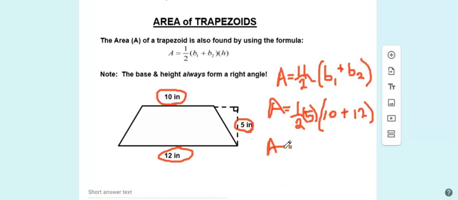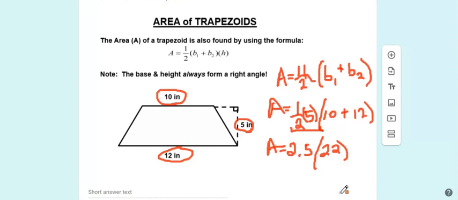So I would get area equals, what is 1/2 of 5? Well, 1/2 of 5, that's like 1/2 times 5. Or you could take 5 and divide by 2, right? Because if you take 5 and divide by 2, that would give you 1/2 of 5. And 1/2 of 5 is 2.5. I'm going to multiply that by the sum of these bases. So 10 plus 12, that is 22.